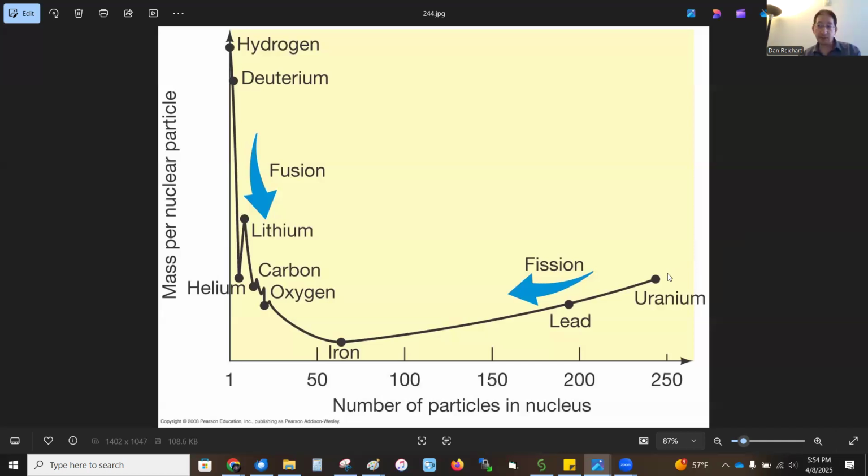Anyway, take uranium, it breaks apart into 2 parts. The 2 parts added together have less mass than the original particle. Mass has been converted into energy. You get energy. That's fission energy. Well, they're both going like this. There has to be a point in the middle. That's iron, the most stable element. And you can't get energy out of it.